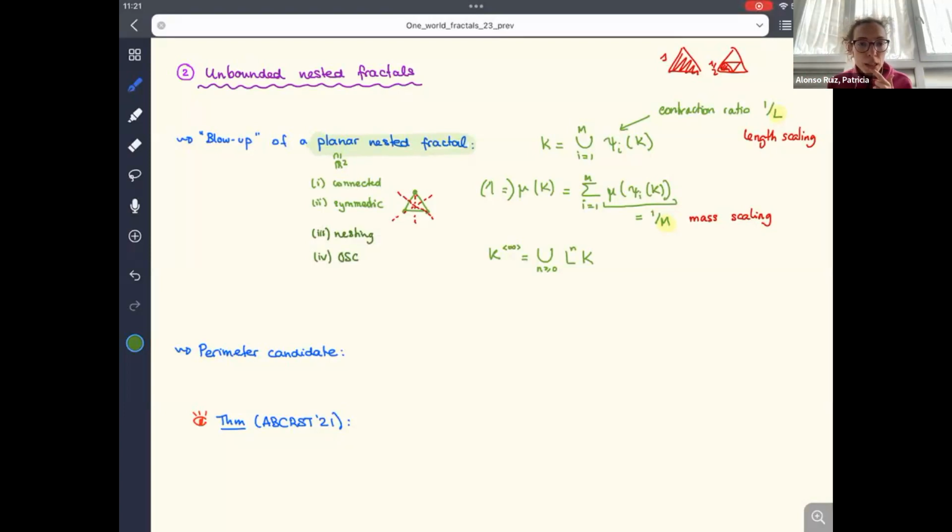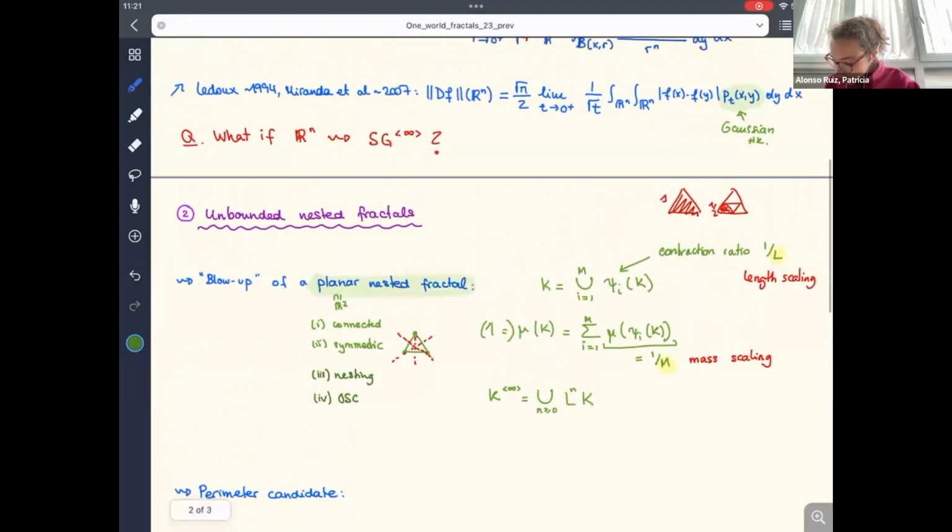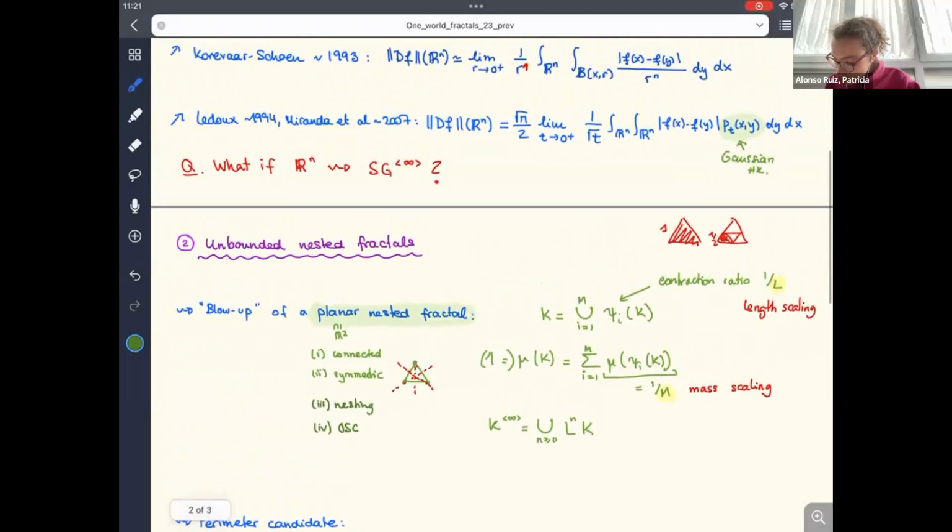Okay, so now that we have all these notations in there, we can try to see what would be our perimeter candidate. Let me put this a little up here. Let's see if we can see it. Yeah, so we see on the very top this characterization by Korevaar and Schoen, and we said, okay, this looks like something we can use. We only need to see what the correct exponents to put there are.